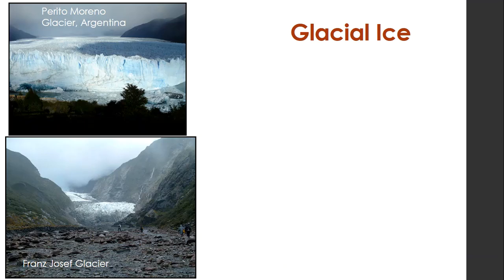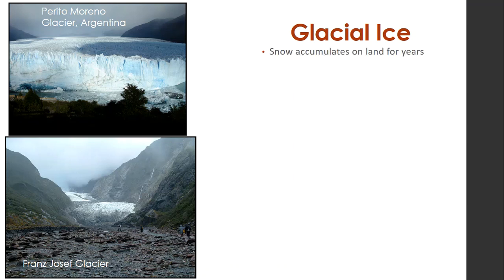So first we want to talk about glacial ice, and here are two pictures of glaciers. One is Perito Moreno Glacier in Argentina, which I was lucky enough to visit, and the other one is Franz Josef Glacier in New Zealand, where my husband visited.